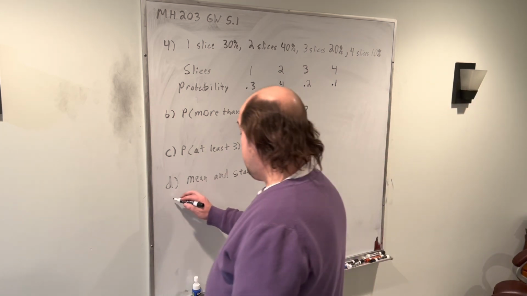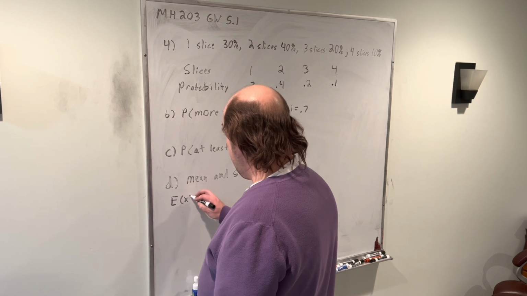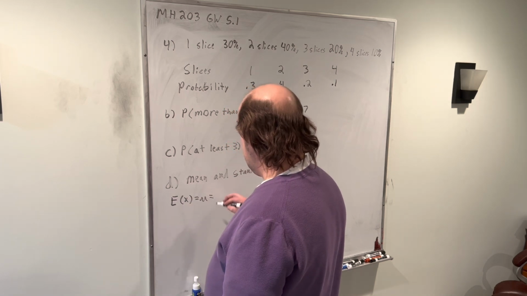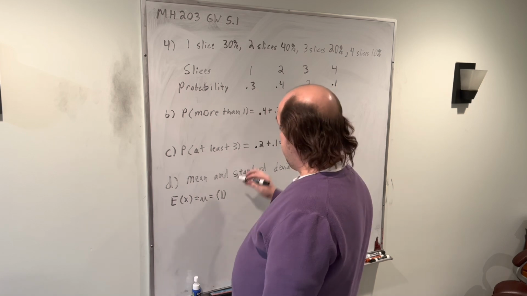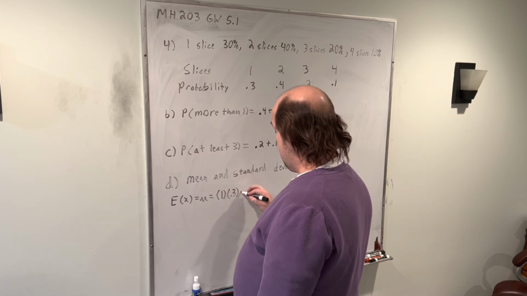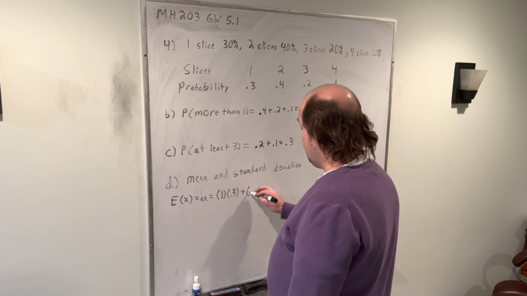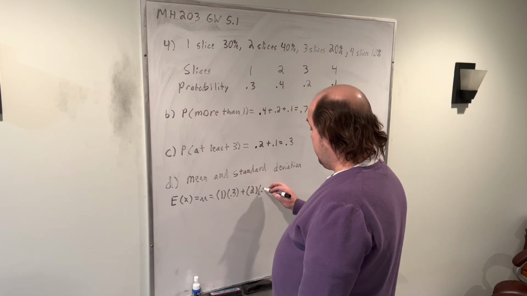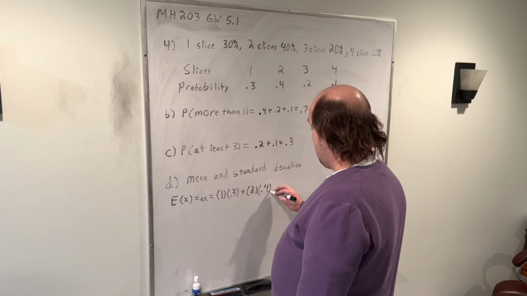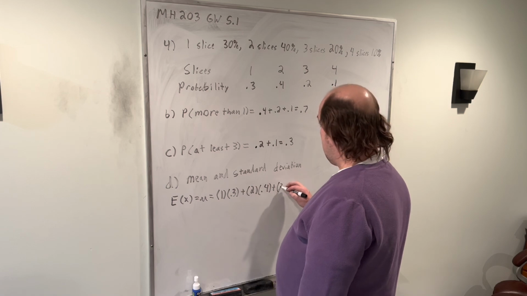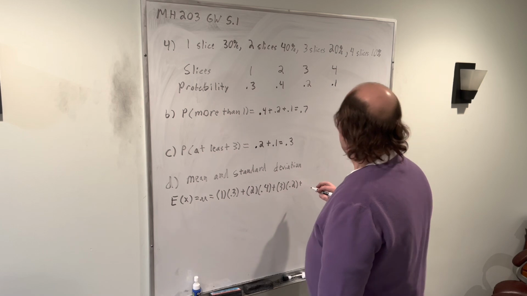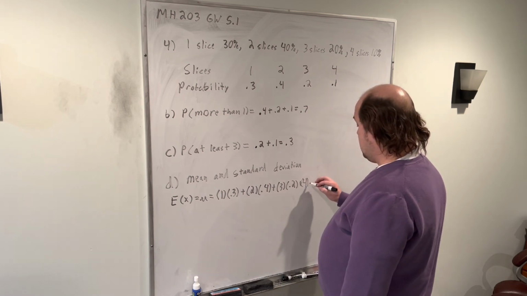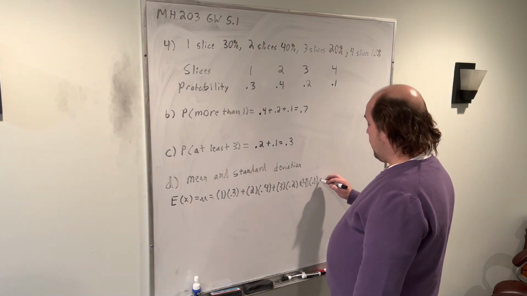So to find the mean of the expectation, E of x, which equals the mean, equals the first x value, 1, times its probability of occurring, 0.3, plus the next x value, 2, times its probability of occurring, 0.4, plus 3 times its probability of occurring, 0.2, plus 4 times its probability of occurring, 0.1.